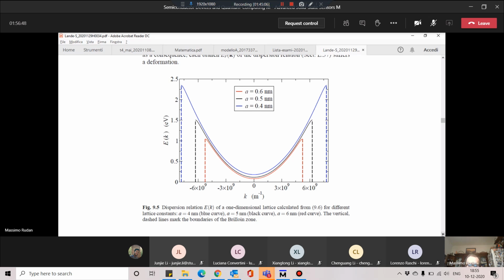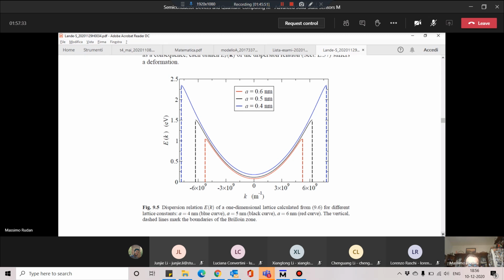So these curves have been drawn by considering A equal to 0.6 nanometers or 0.5 nanometers or 0.4 nanometers, and this is the lowest band. You see obviously that since the Brillouin zone is equal to 2 pi over A, when you increase A, so when you go from the blue to the black to the red case, the Brillouin zone decreases, becomes smaller. The Brillouin zone is marked by the vertical lines in this figure.